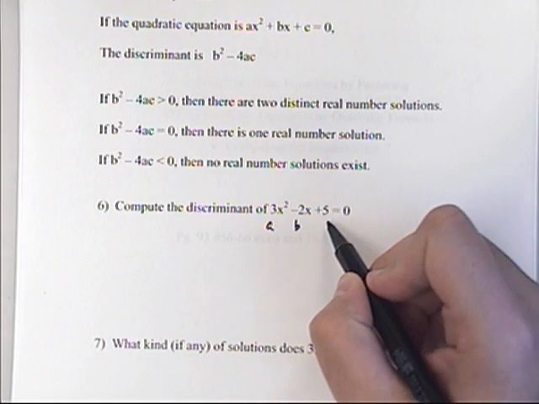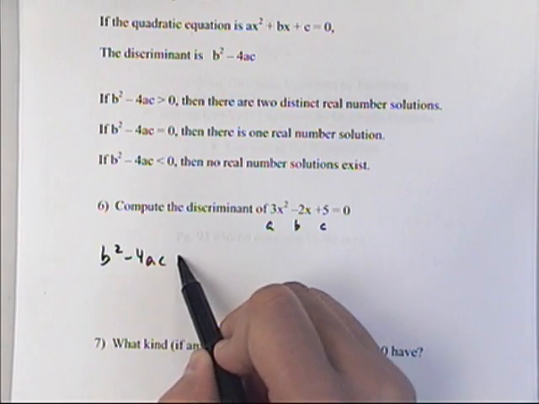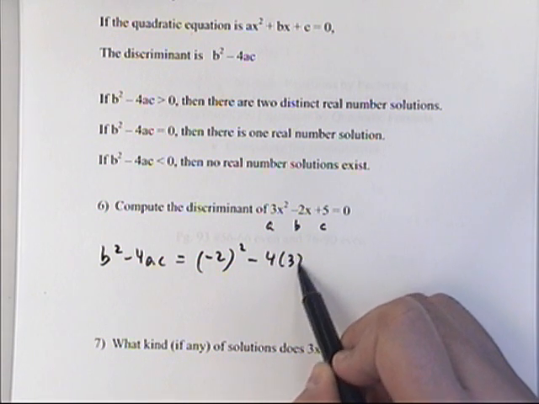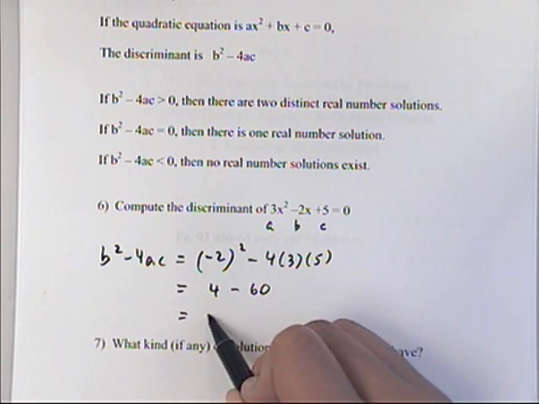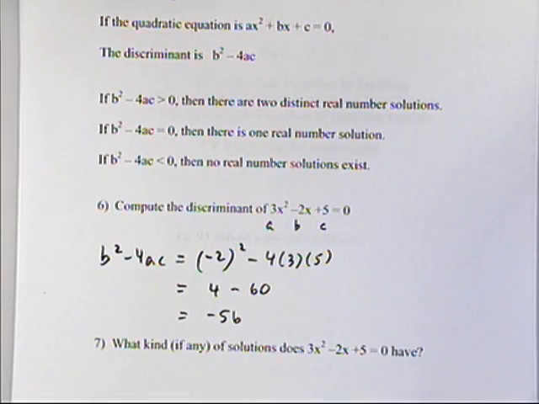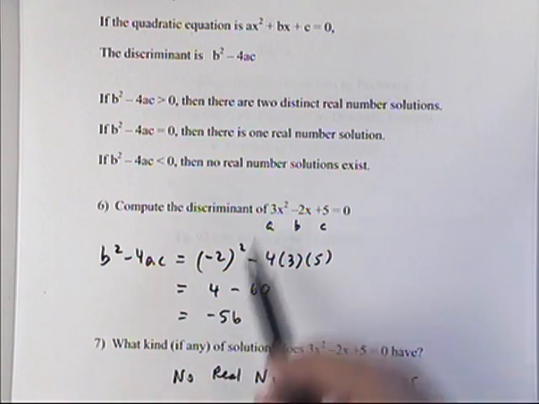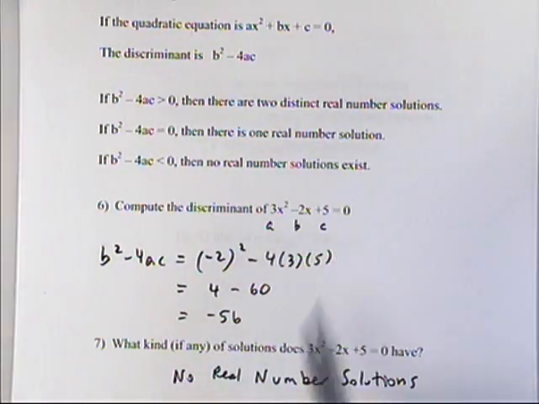Then a is 3, b is negative 2, and c is 5. So the discriminant, b squared minus 4ac, becomes negative 2 squared minus 4 times 3 times 5. So that's 4 minus 60, which is negative 56. Negative 56 is less than 0. So we have no real number solutions. If this had been a positive, then there would have been 2 real number solutions. And if this had been equal to 0, then there would have been 1 real number solution.